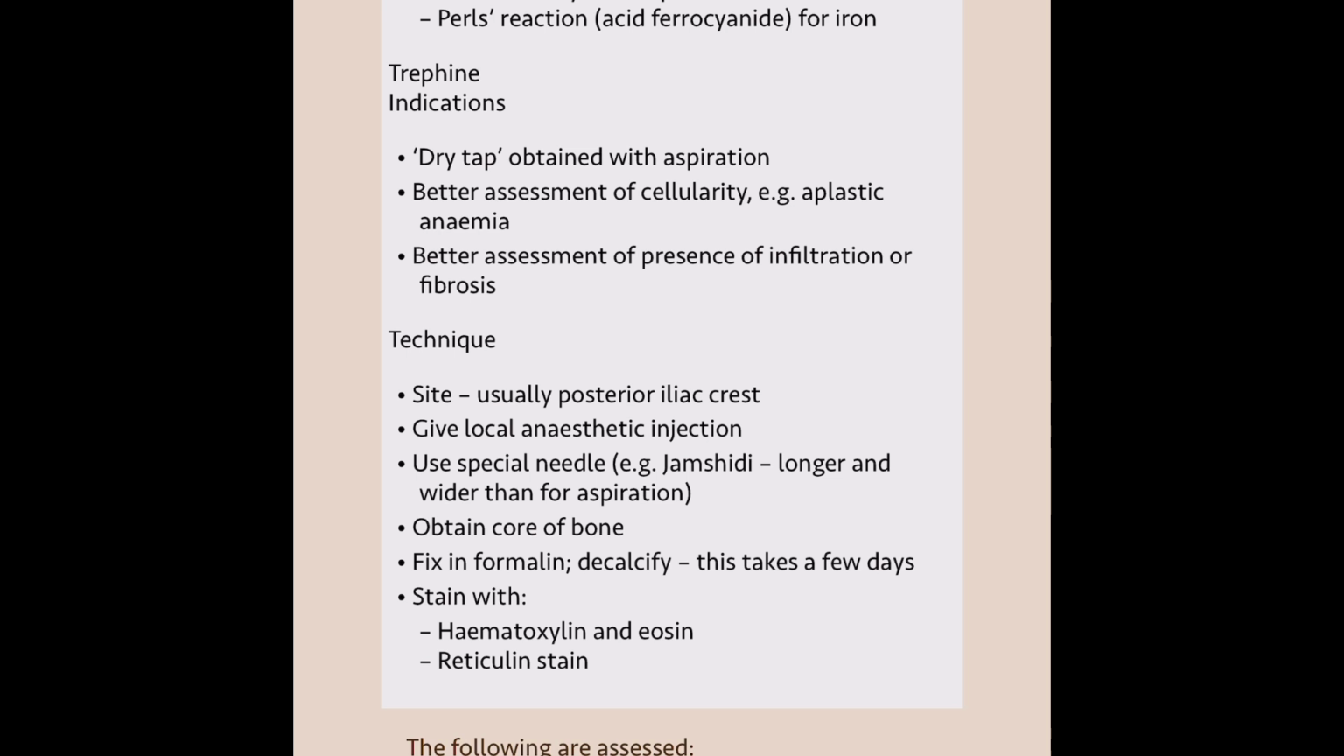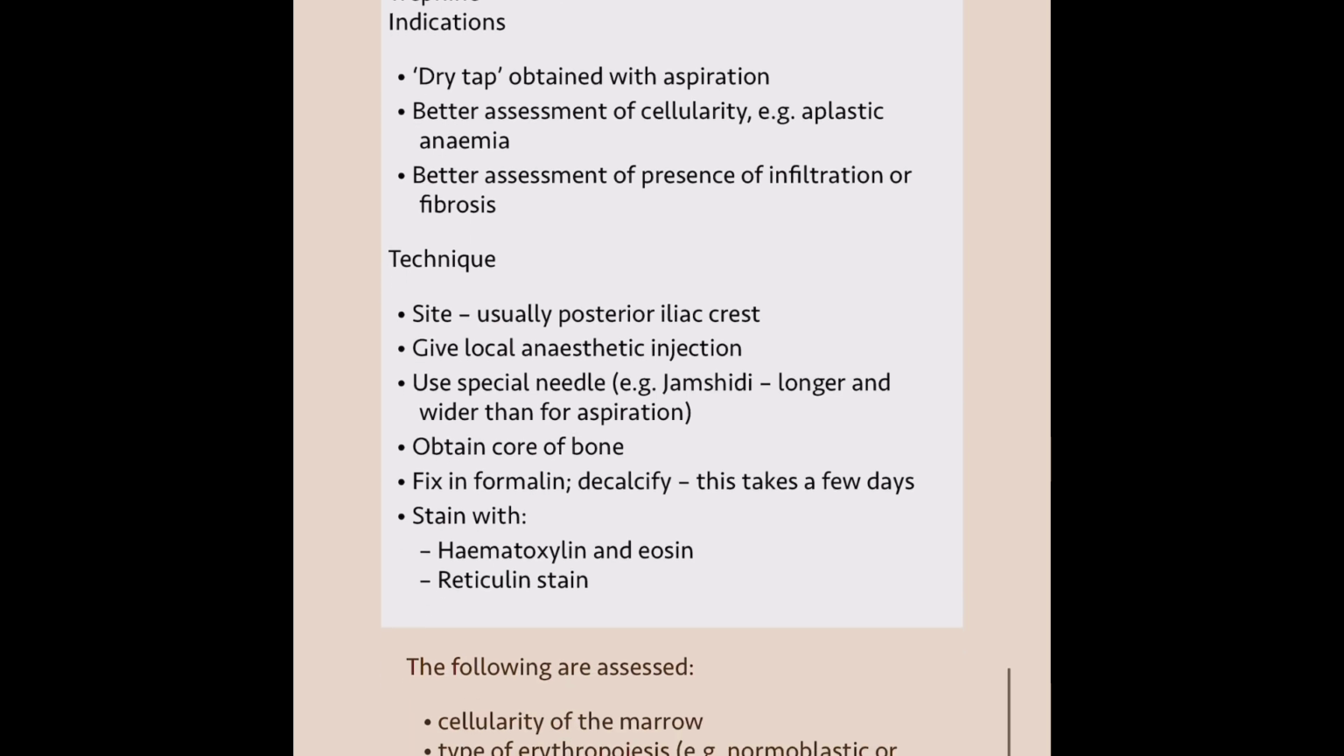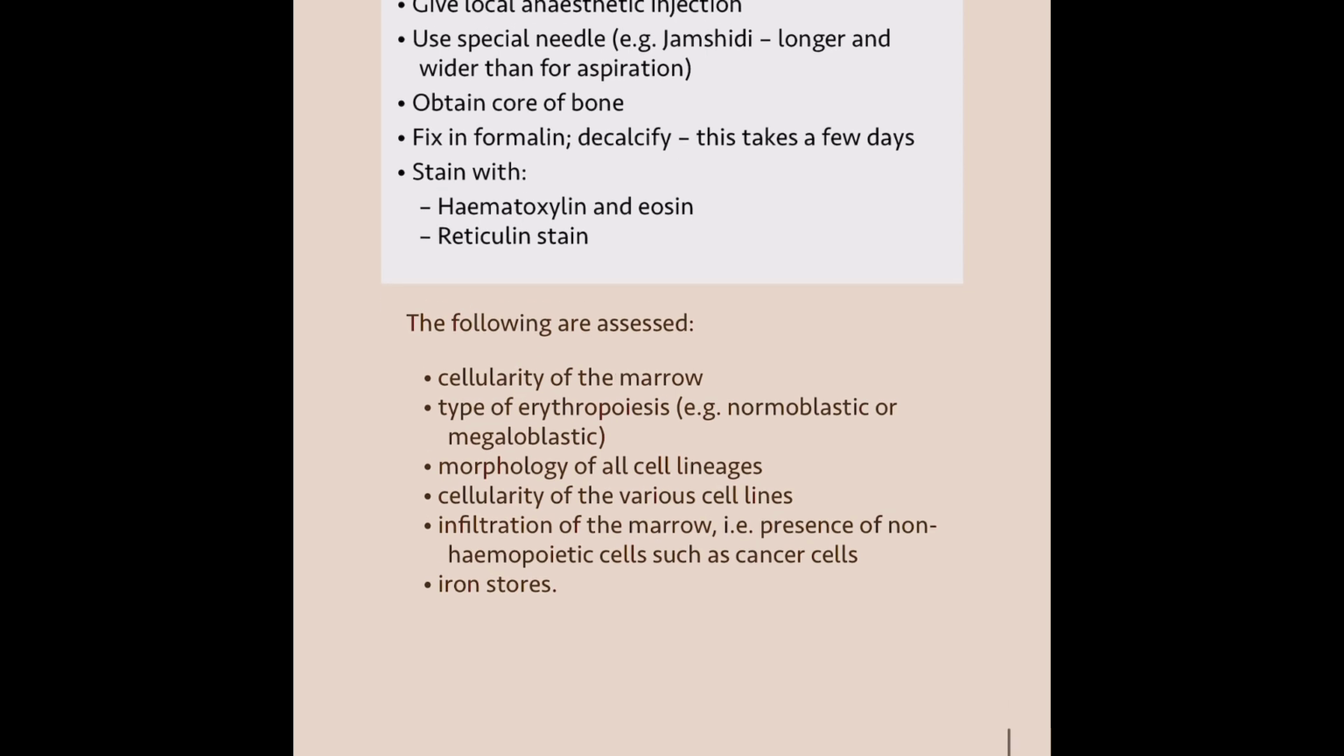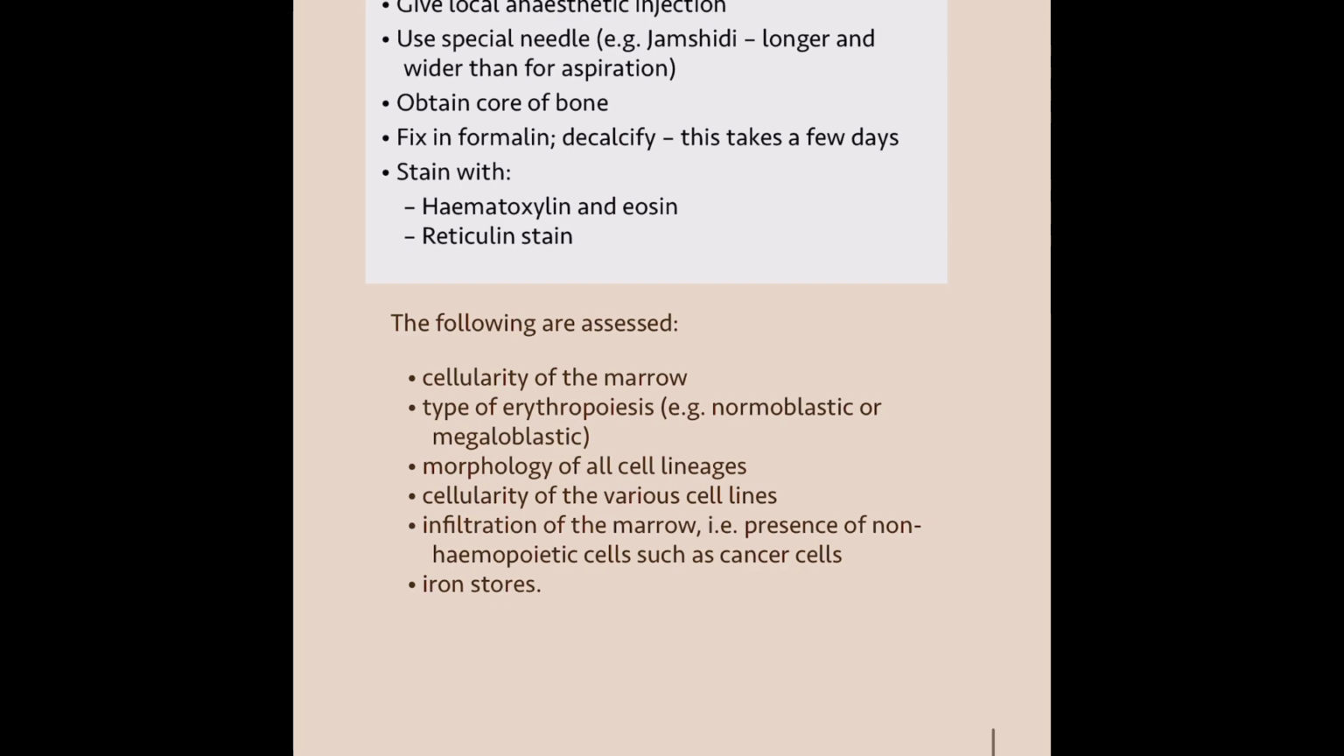Decalcify. This takes a few days. Stain with hematoxylin and eosin or reticulin stain. The following are assessed: cellularity of the marrow, type of erythropoiesis, for example normoblastic or megaloblastic, morphology of all cells, cell lineage, cellularity of the various cell lines, and infiltration of the marrow, for example presence of non-hematopoietic cells such as cancer cells, and iron stores.